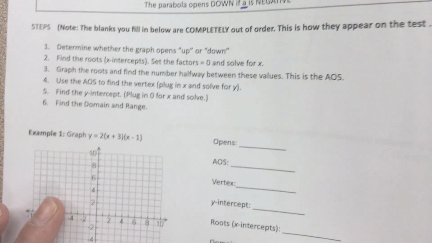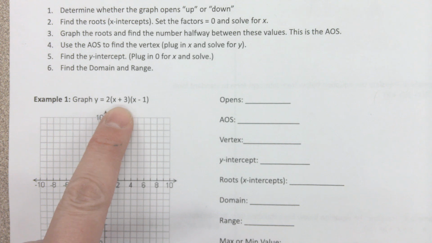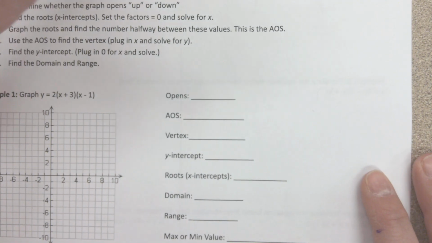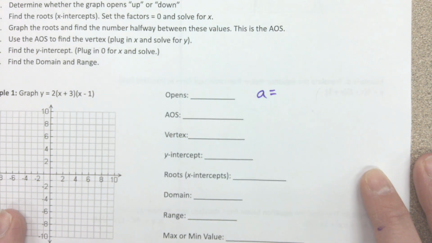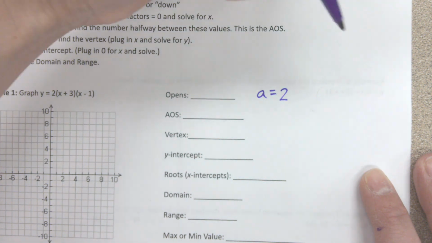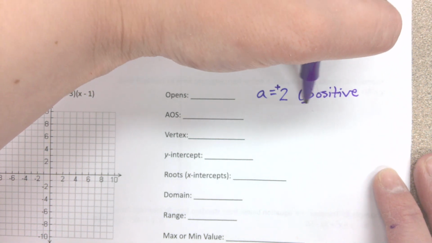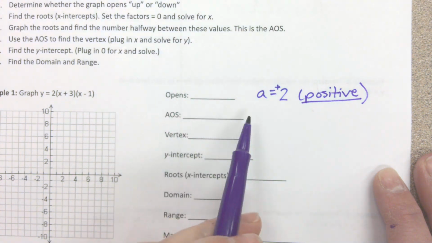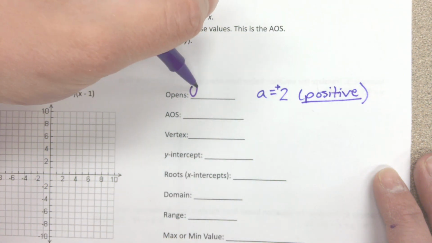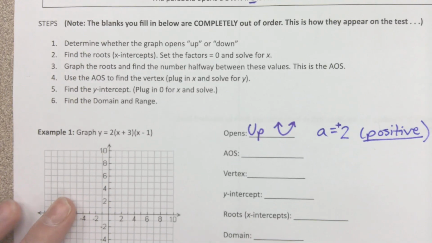So let's start. Number 1, determine whether the graph opens up or down. That's pretty straightforward. Our equation is y equals 2 times x plus 3 times x minus 1. What is the value of A? x squared? No. 2. A is 2, and more importantly, it's positive. So what am I going to write here? Up. Up like a U. Again, everyone should get that one right. So that's step 1.